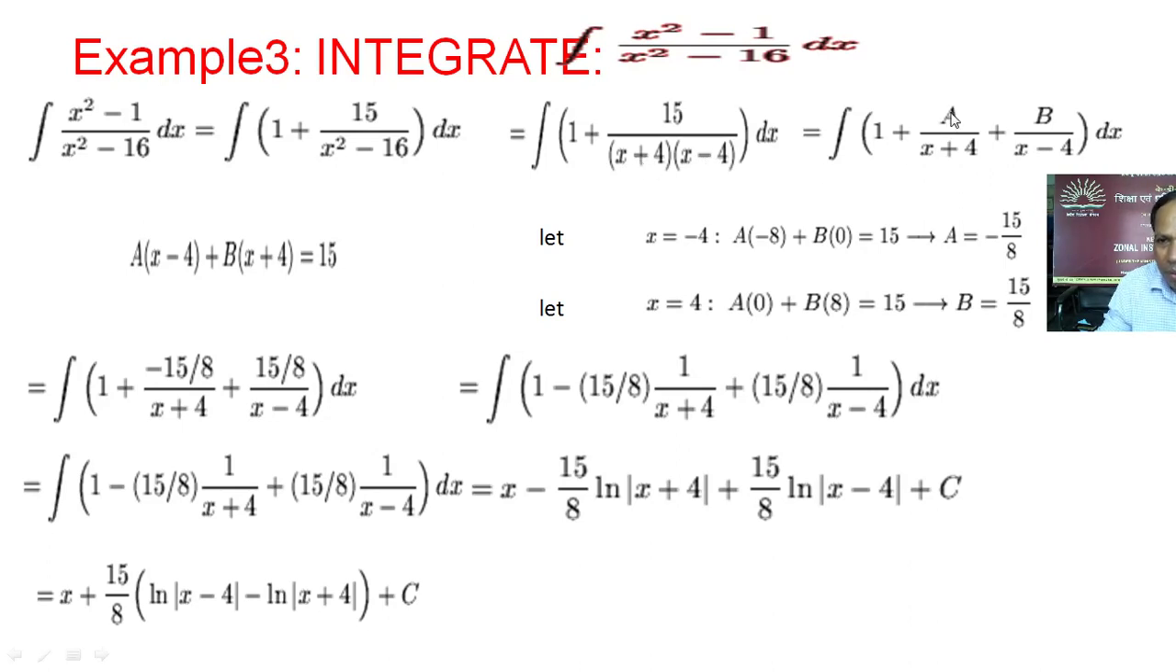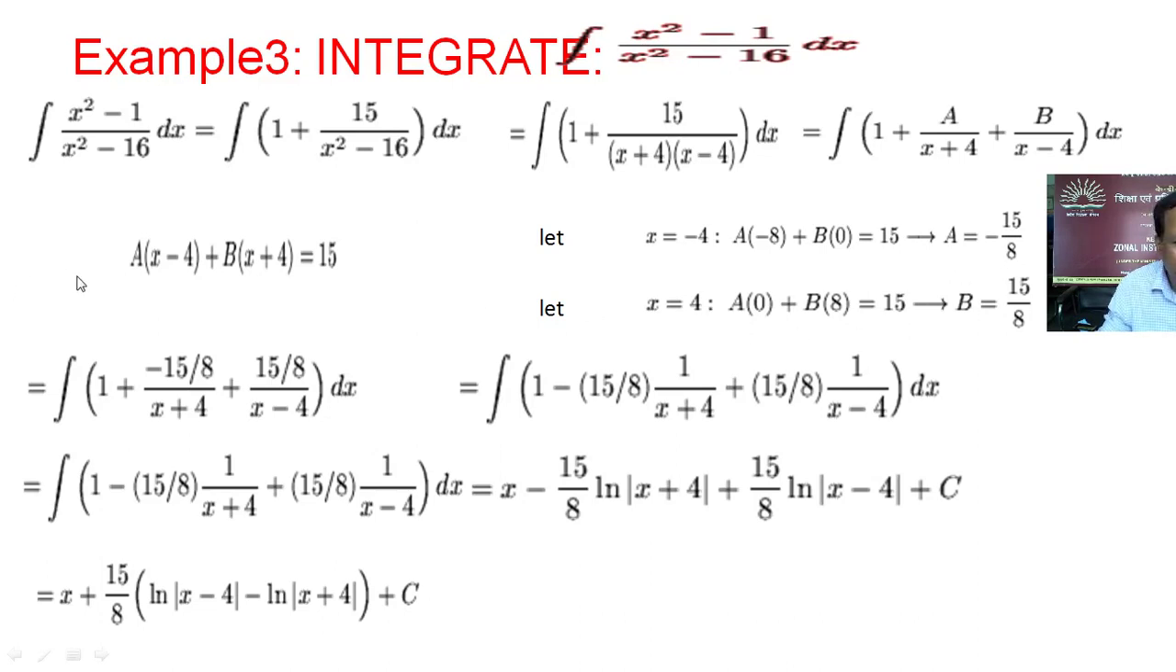So ultimately we will be getting a into x minus 4 plus b into x plus 4 is the same as 15. Now again, by using substitution, putting x is equal to minus 4, we are getting a into minus 4 becomes minus 8 plus b into 0, that becomes 15. So a is 15 by 8, with minus sign. So a is equal to minus 15 by 8.